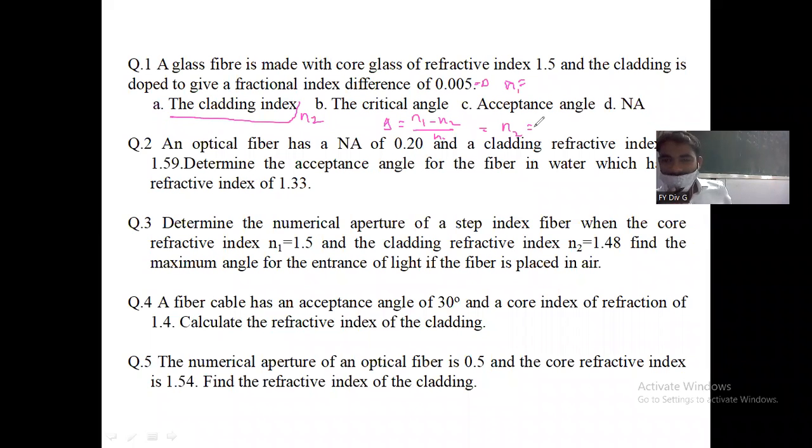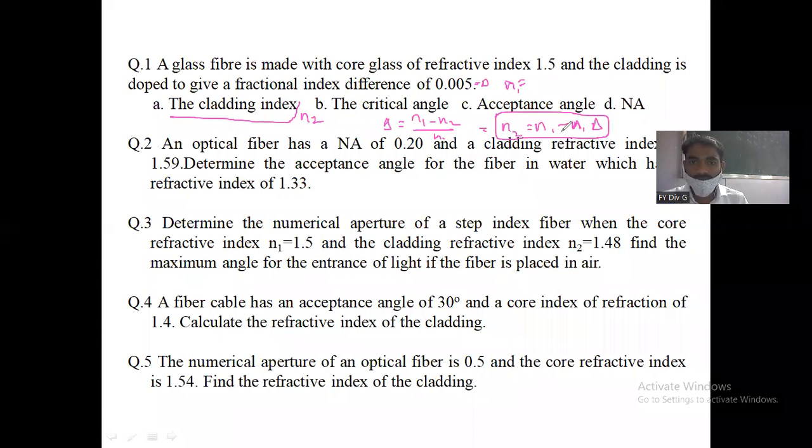What is the modified formula for N2? Yes, tell me. N2 is equal to N1 minus N1 into delta. Yes or no? Yes. Okay, using this modified formula, N2 is equal to N1 minus N1 into delta.